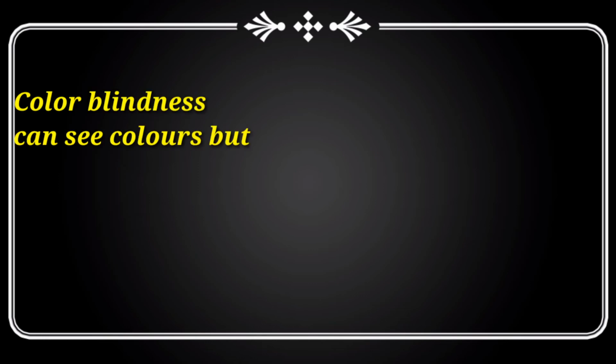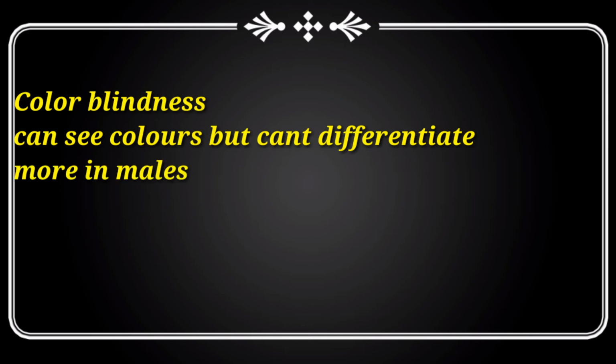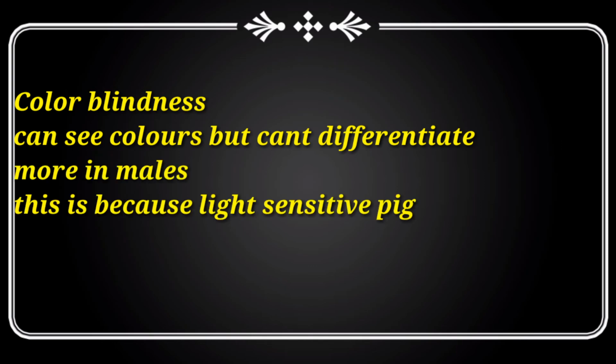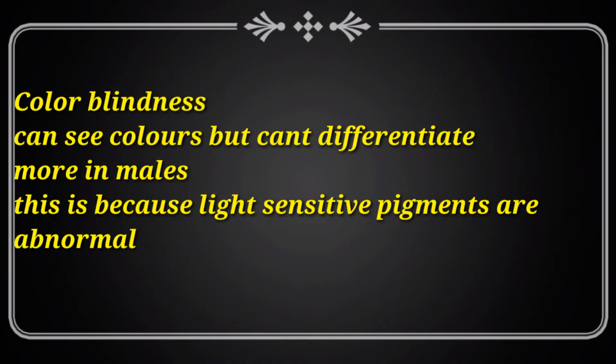Color blindness. In color blindness, they can see colors but can't differentiate the colors. It's more common in males. This is because the light sensitive pigments are abnormal.